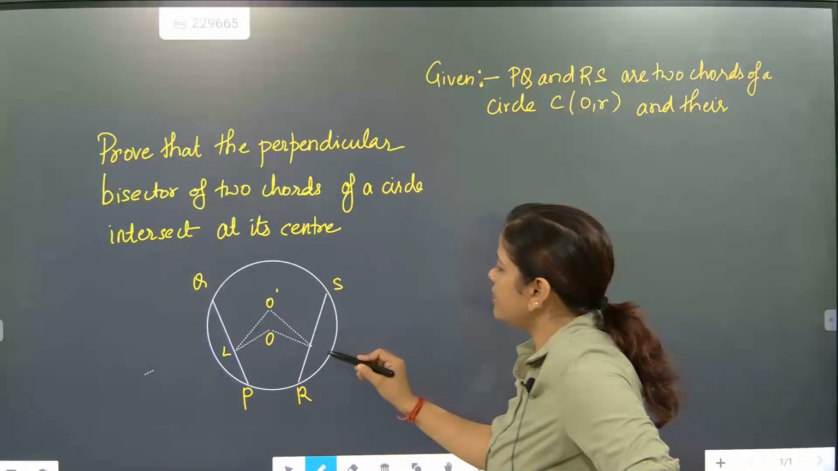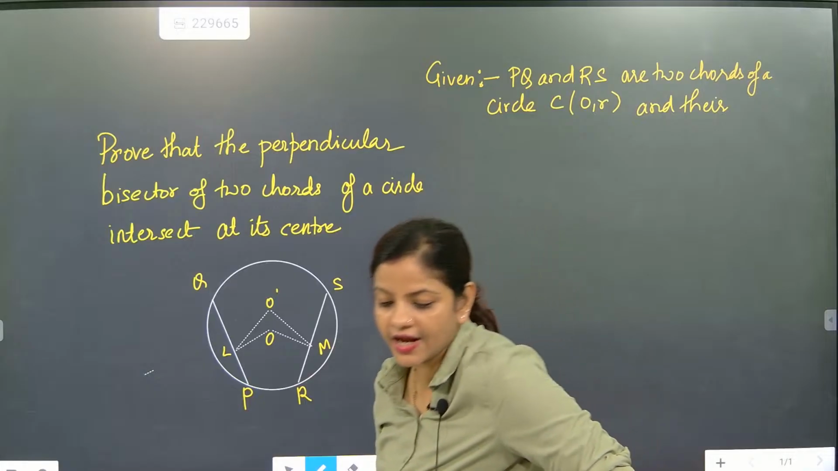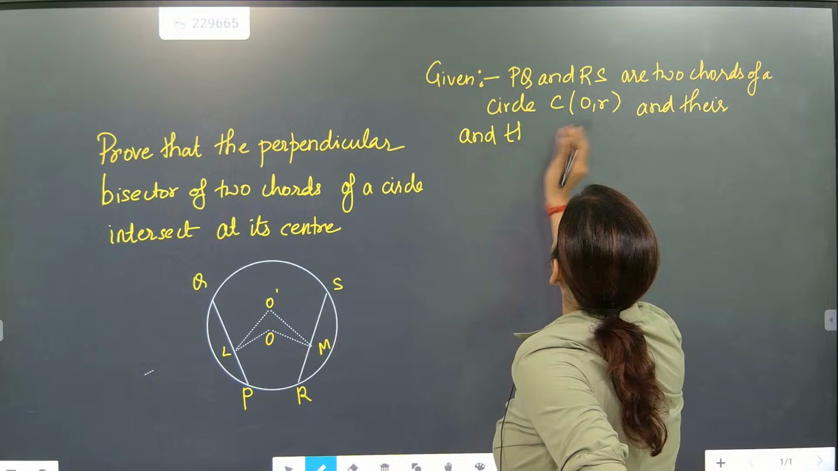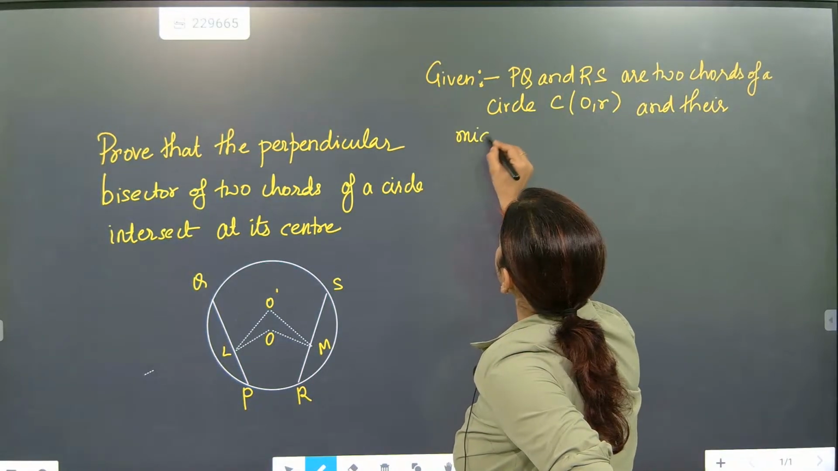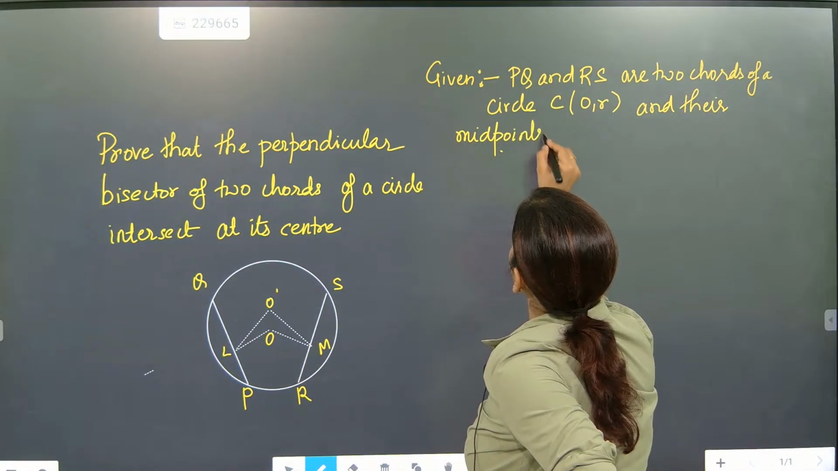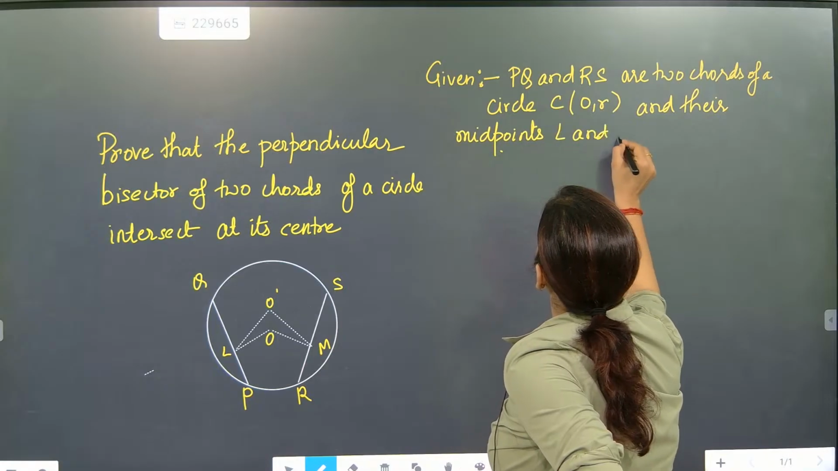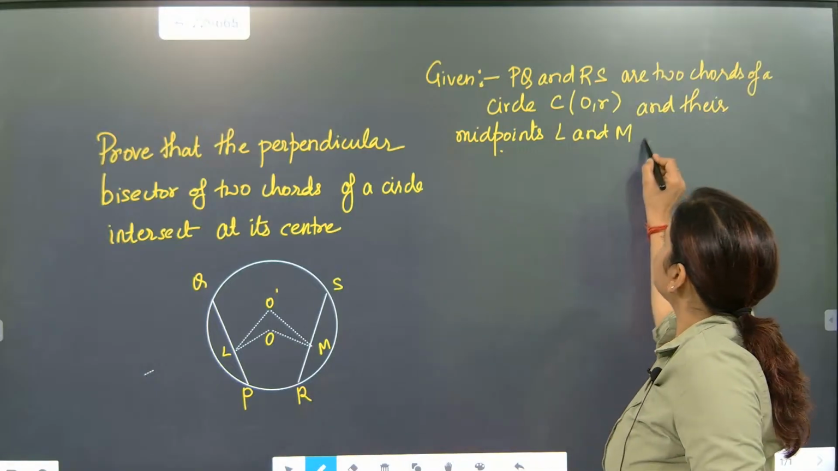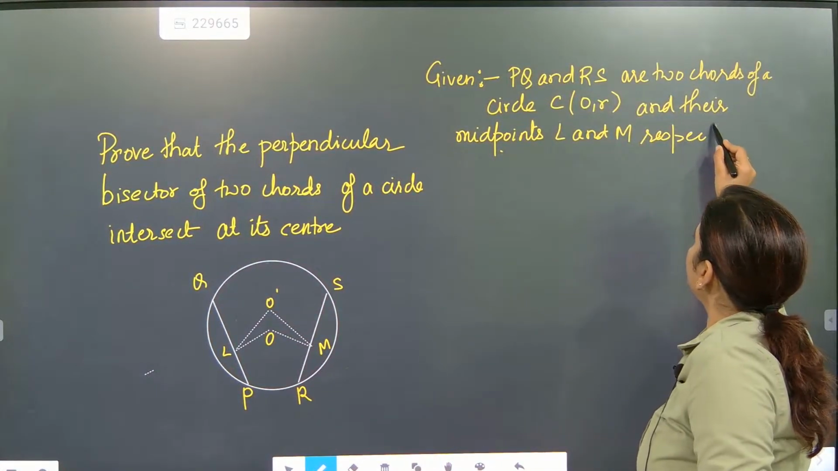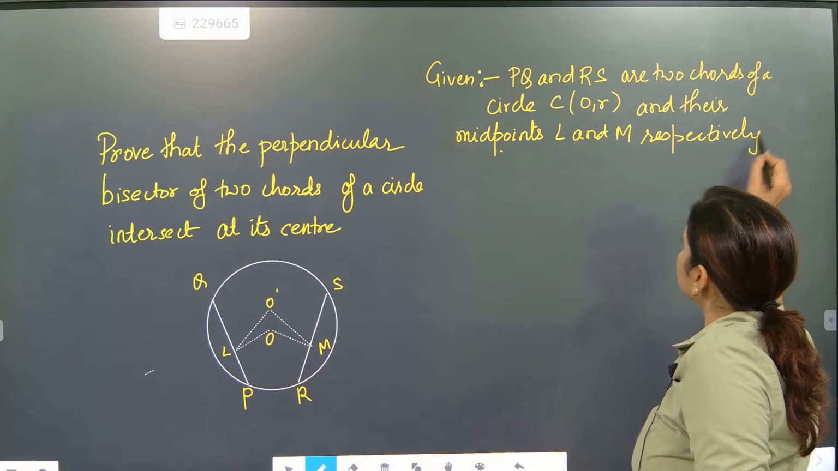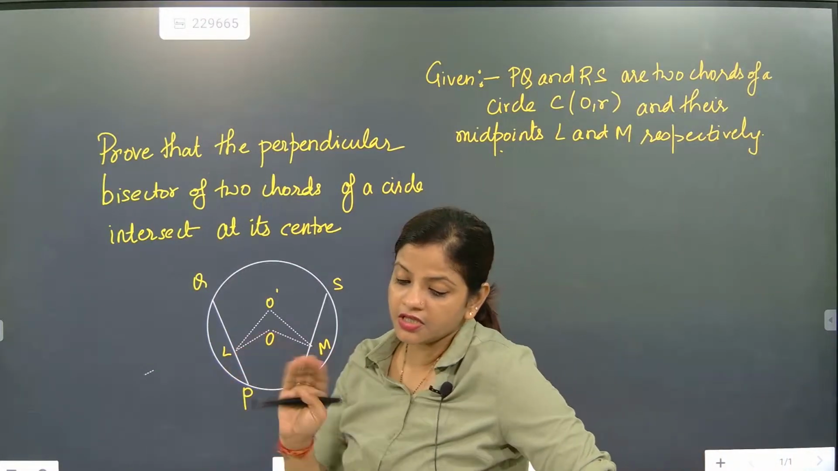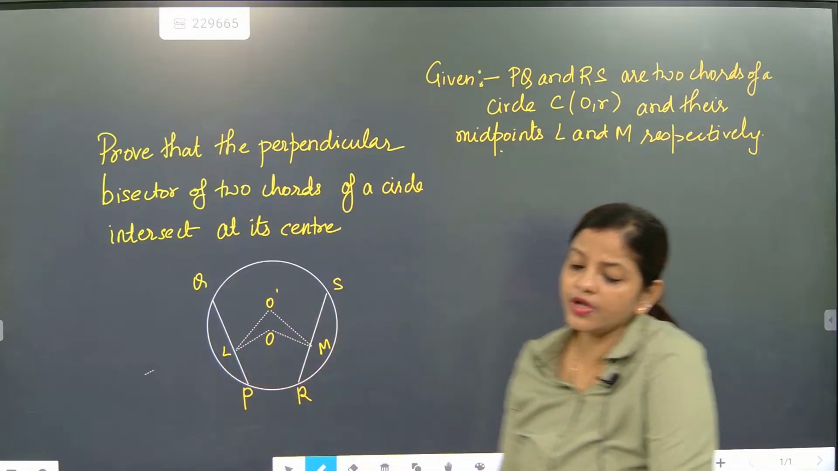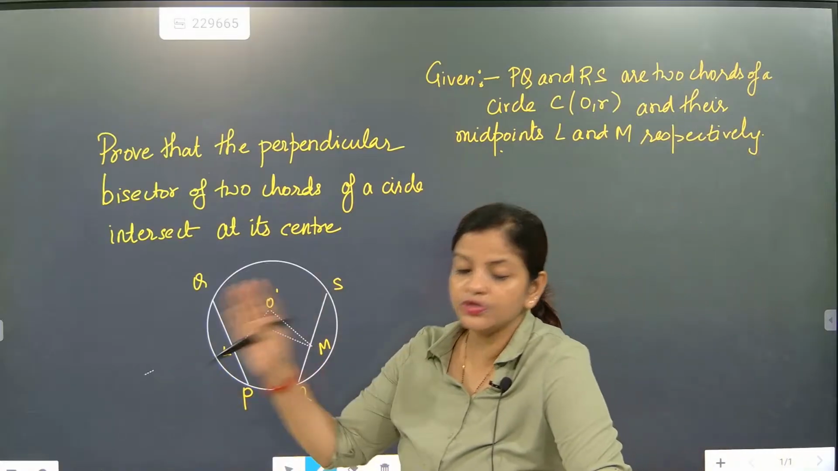Which points have we taken as midpoints? L and M are the midpoints respectively. Understood? Note this down very nicely. So L and M are the midpoints respectively. Now we are going to prove this in a different, hypothetical way.